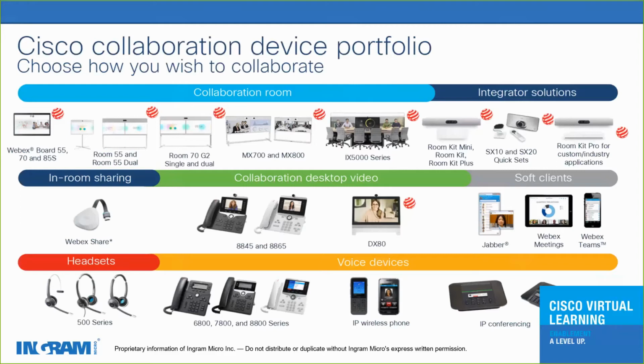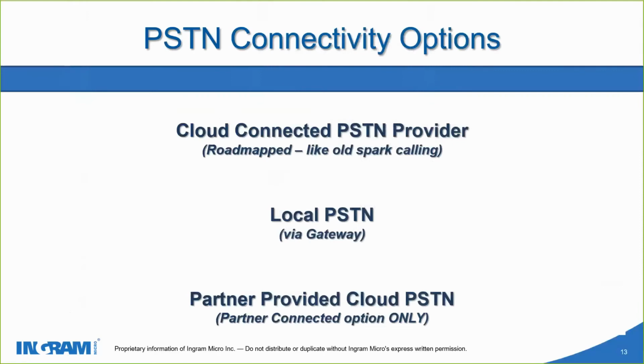As far as the PSTN connectivity options, you have your local PSTN gateway, like a 4000, if you're going to be using that one. And then there's also the partner-connected cloud PSTN, where if you're doing the partner-connected solution, you can offer that at your location. So you connect the PSTN at your location, then everybody connects to you for that calling piece. The cloud-connected PSTN provider, that is roadmapped. So if you're looking for the old Spark calling type solution where you register just through the cloud and you pick what calling solution you want, that is coming. It isn't there yet for the solution, but it is on the horizon.